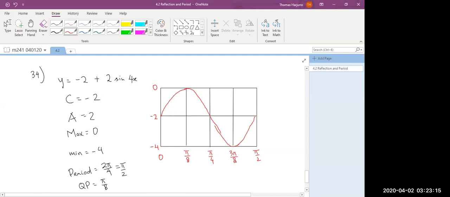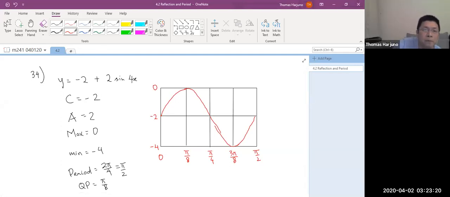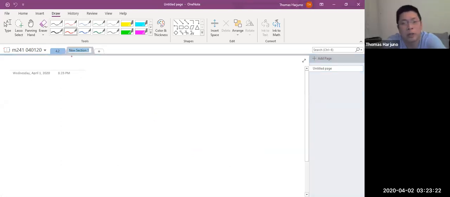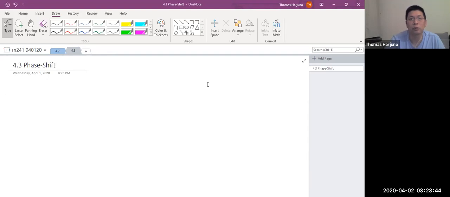Yeah. Okay, now let's go on to 4.3. 4.3 is a continuation from 4.2. And right now we involve what we call a phase shift. It has something to do with the following situation. Let's look into our graphing paper.